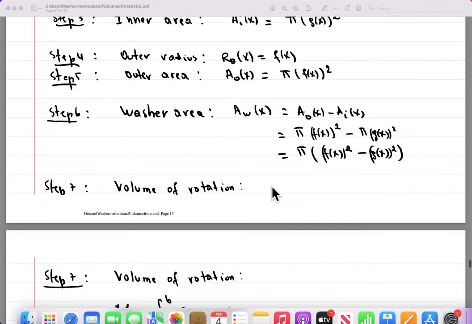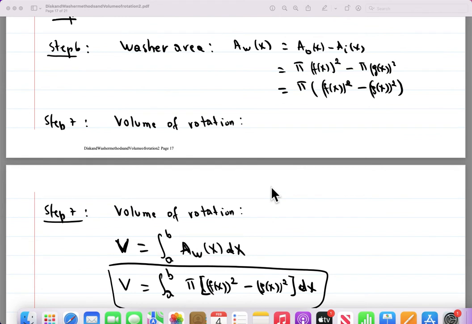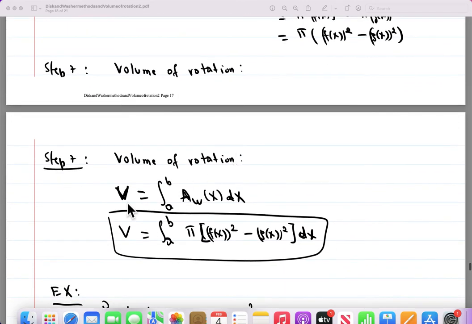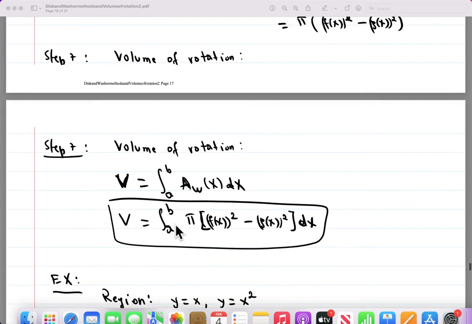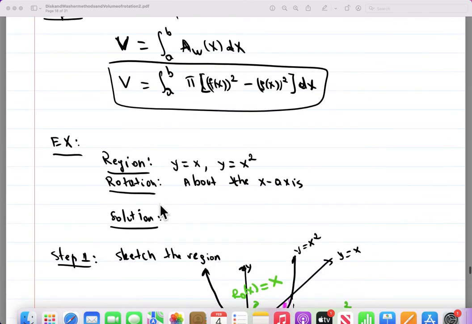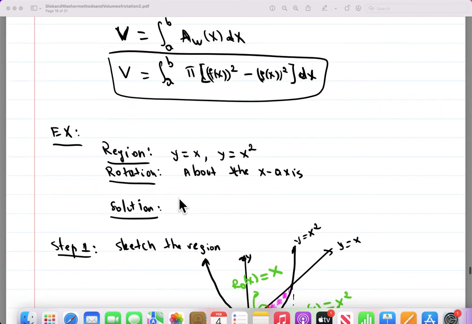So let's look at the example. The volume of the rotation is where we're going to integrate the area of the washer, A sub w of x, and that gives us the volume of rotation. So let's do an example here. They give us the region bounded by y equals x and y equals x squared, and the rotation is about the x-axis.